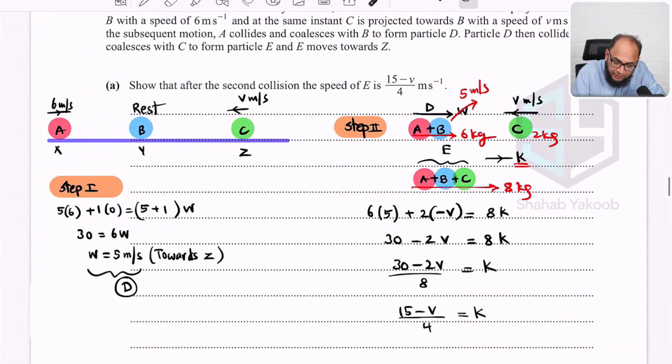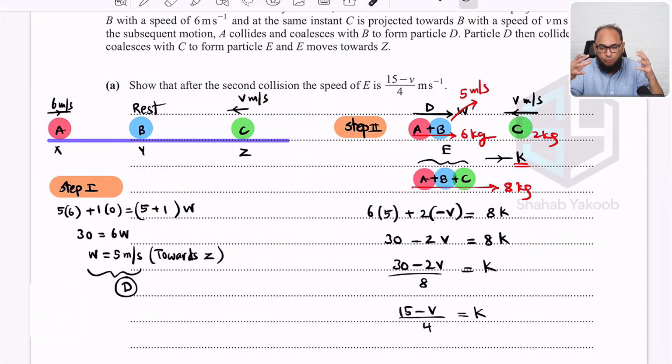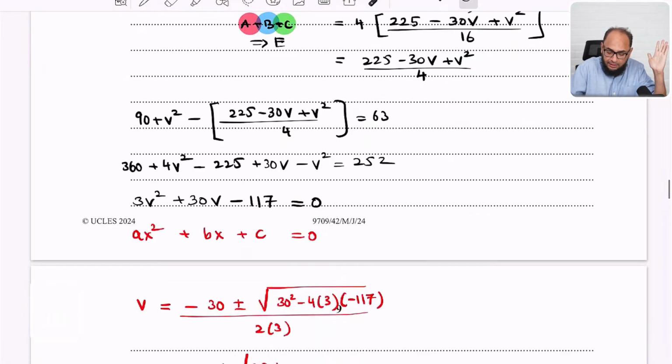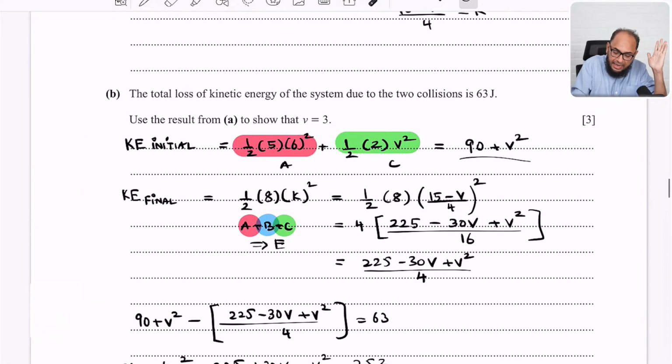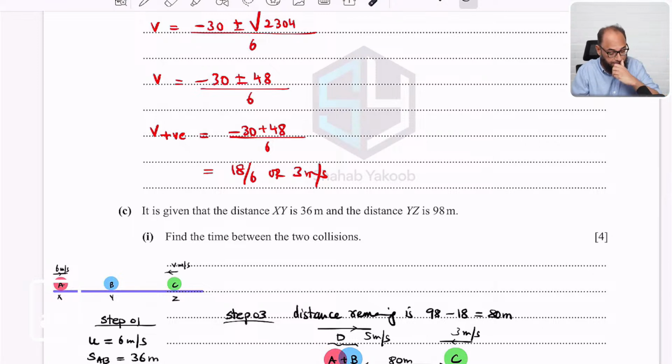Because it was initially at rest, so that is 0. At the beginning of the journey, there are two particles moving. That is the initial. Finally, whatever has happened, they become A plus B plus C, that is E. So just take the initial, take the final, equate, and then you get the answer.